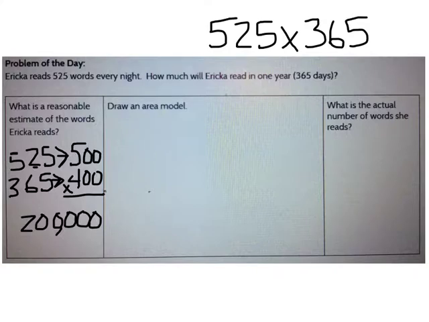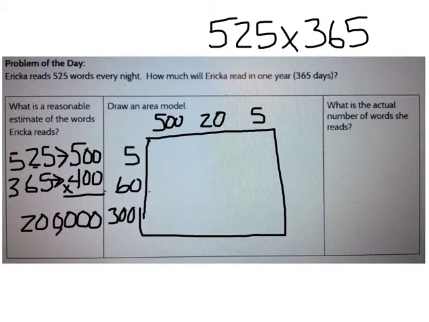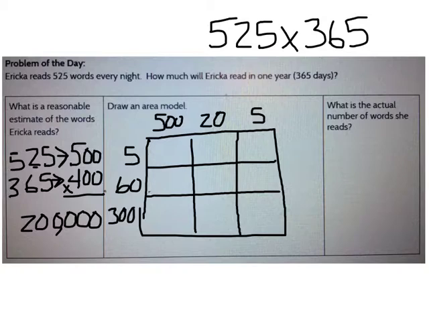Now, to show how we can multiply by three-digit numbers, let's start by drawing an area model. And we can split each one of those numbers up by its place value. So 525 can be split into 500, 20, and 5. And 365 can be split into 300, 60, and 5. So just like when I multiplied with two-digit numbers, I can break my multiplication apart into separate problems. Let's fill in those boxes.